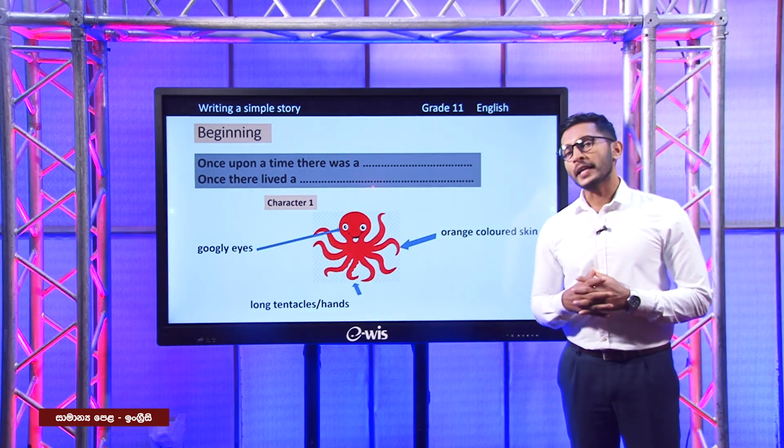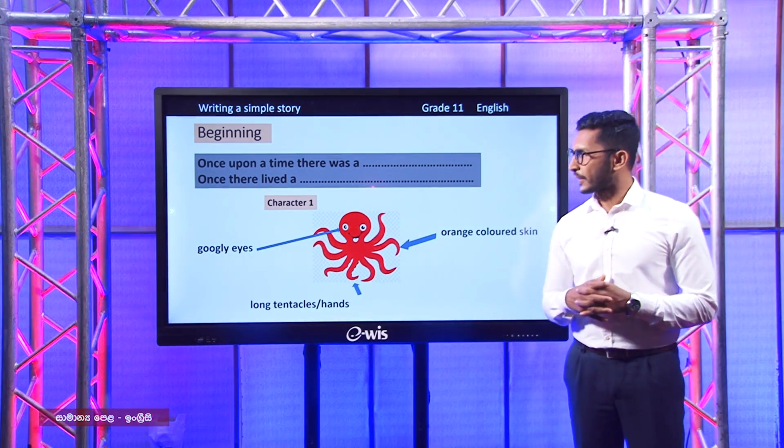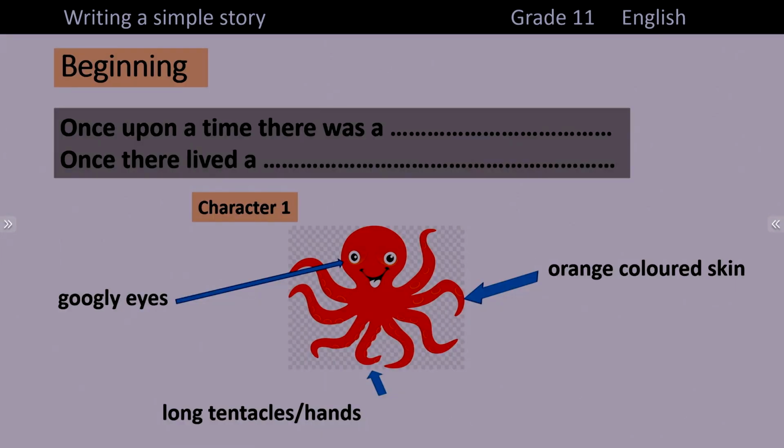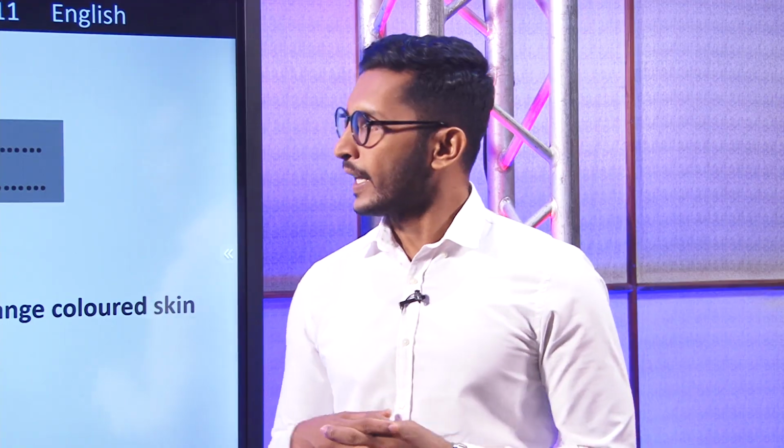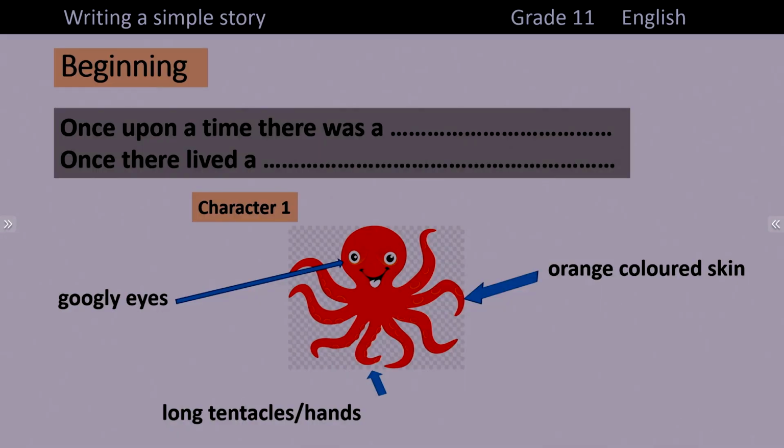Now we are going to write the beginning of the story, the first paragraph. So when we write the beginning of the story, here I have given you 2 ways to start with. Remember, there's no other method to start a story. So you can start your story in many different ways. Here, this is the way I'm going to start my story. Once upon a time, there was a, or you can also say, once there lived a.